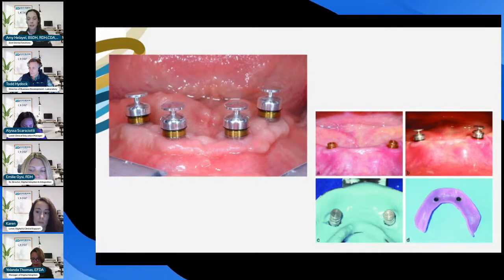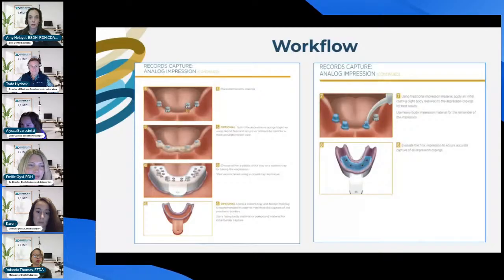We don't want anyone getting scared if they're not currently comfortable with digital, or if they're maybe doing some digital, some analog. We still want you to know that Zest Dental Solutions and Leixir Dental Laboratory are well-versed and here to help you with any workflow that you're going to be working through.